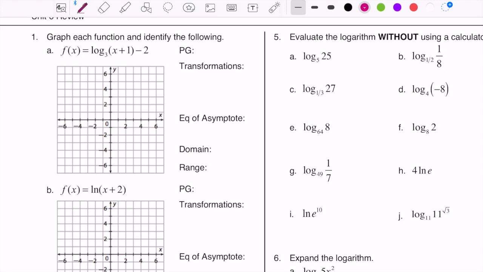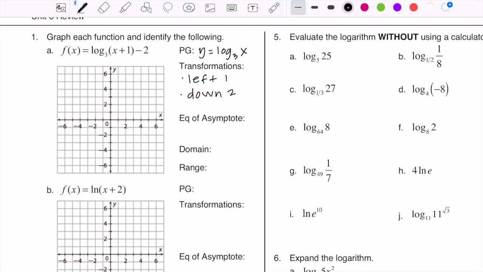Okay, for the sixth review, the first thing we're going to do is graph each log function. For logs, you need to remember that their inverse is exponential, and with inverses, we always switch x and y. For this one, our parent graph is just the graph before transformations, so it's just going to be log base 3 of x. Okay, so the transformations are left 1 and down 2.